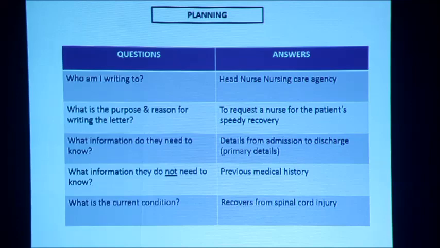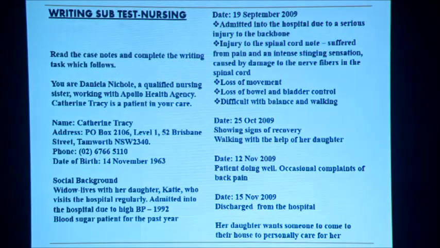So here the present history is prominent, and the next question is, what information do they not need to know? Because here it is previous medical history, and the case note doesn't provide much. She was admitted to the hospital due to high BP in 1992, and she has been a blood sugar patient for the past year, and this has nothing to do with her present condition of spinal cord injury. So even if you notify it or don't, it's not a big mistake.